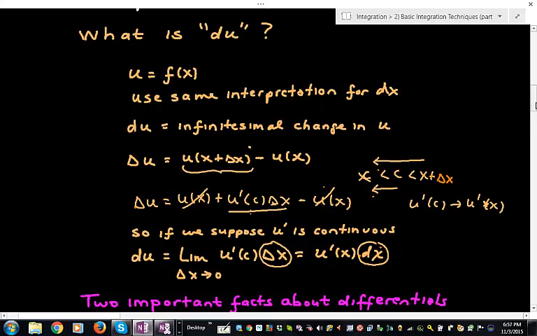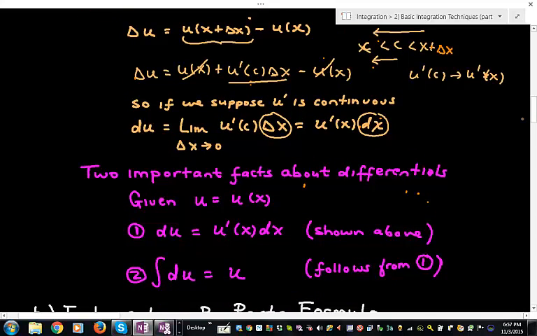And this gives us our first important result about differentials. It tells us that the differential of u can be written as u prime, or the derivative of u with respect to x, times dx. Okay? Sometimes people kind of write this in a cheating way. They write it like this, and they multiply both sides by dx, and they get this formula. And even though the symbols can be manipulated algebraically like this, it's really not the correct way of doing this.